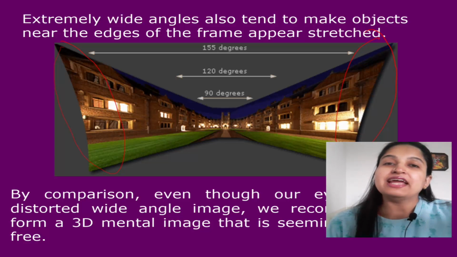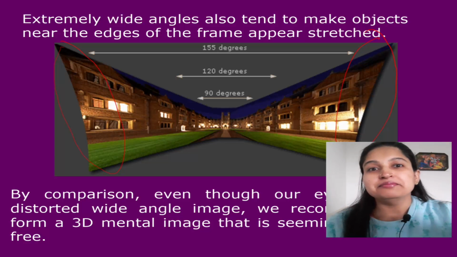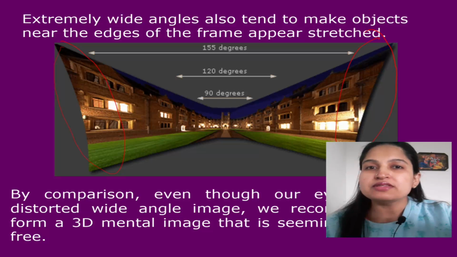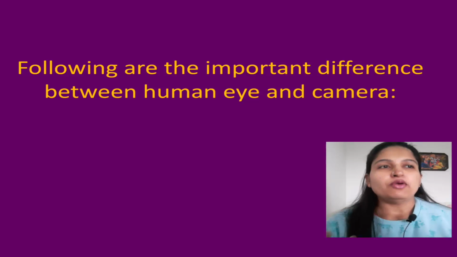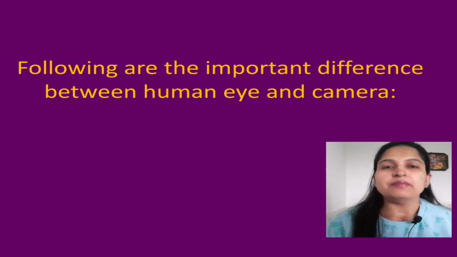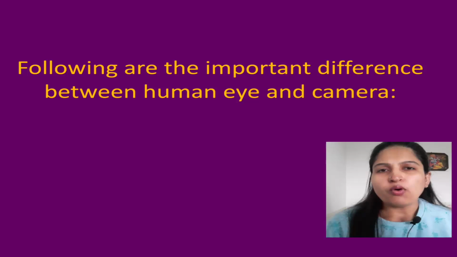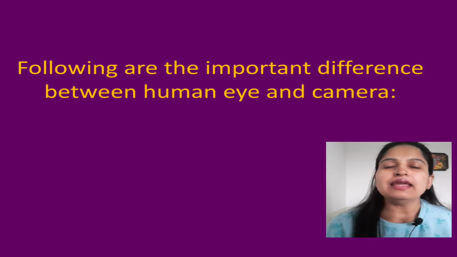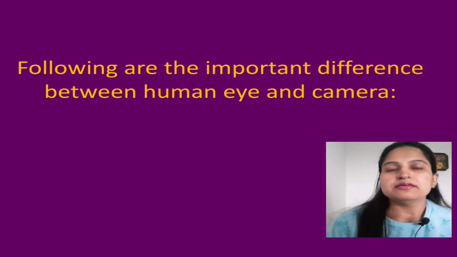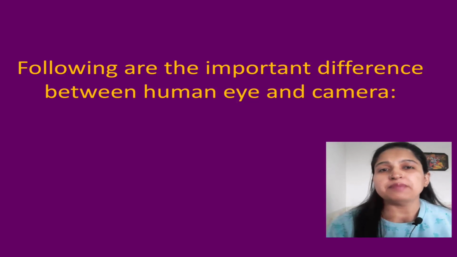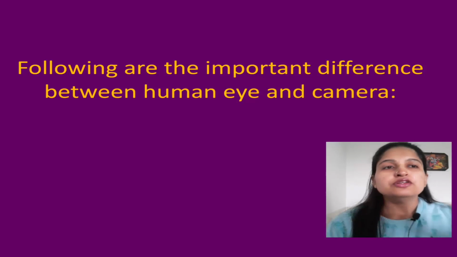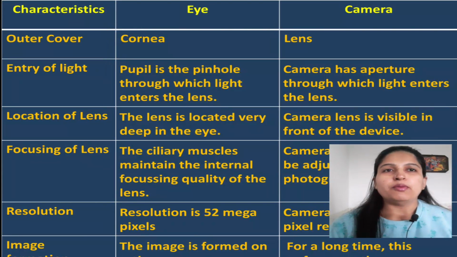With our eyes we get a 3D image because our brain mentally processes the image after seeing it. So the following are the important differences between the human eye and camera. Let us discuss some of the important differences between an eye and a camera by pointing out some of their characteristic properties. We have already discussed the structure of an eye, the structure of a camera and their respective parts and counterparts. So let's have a brief review of the differences.